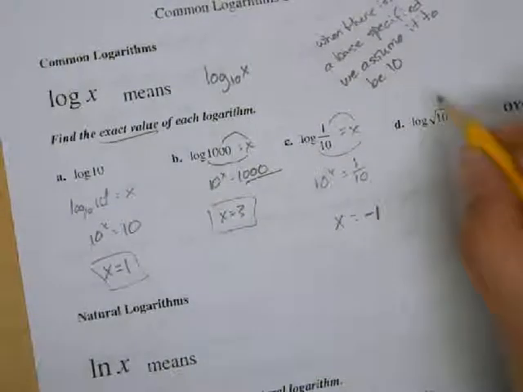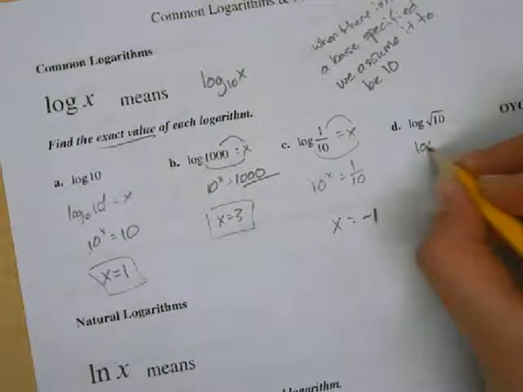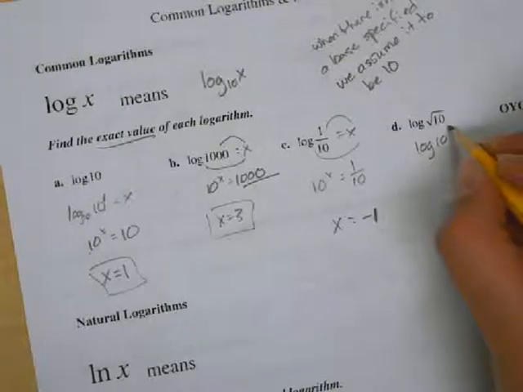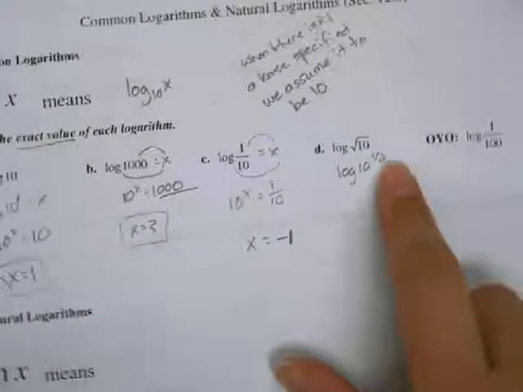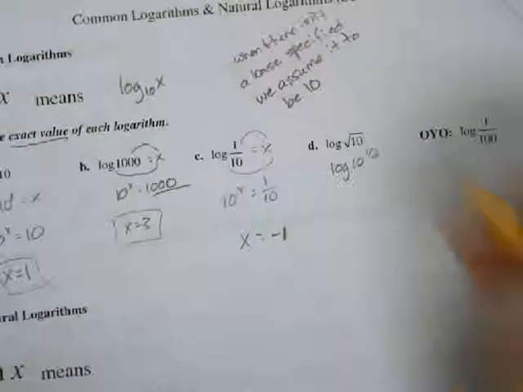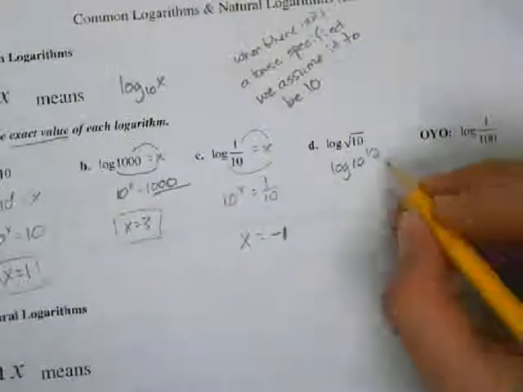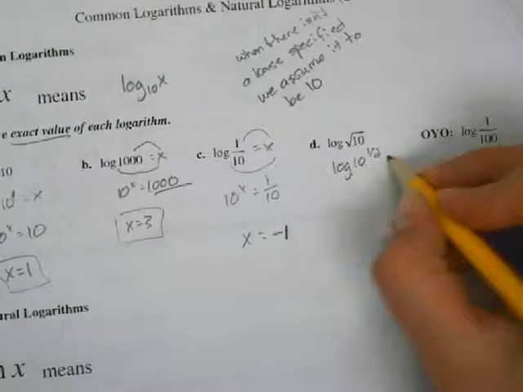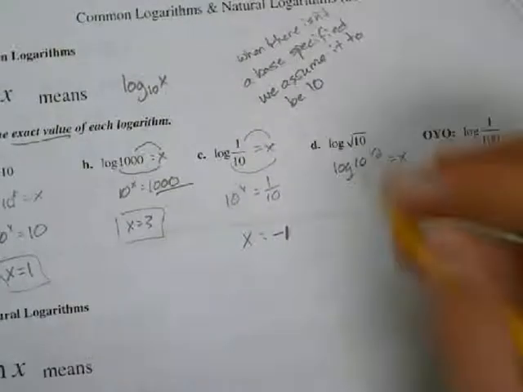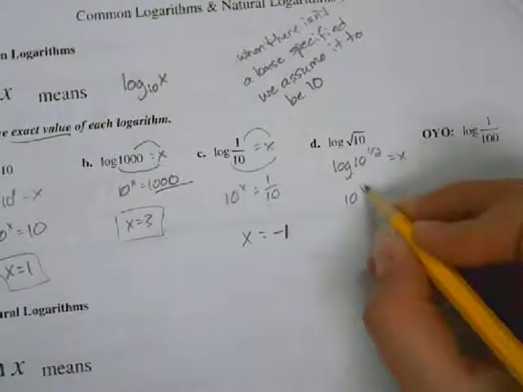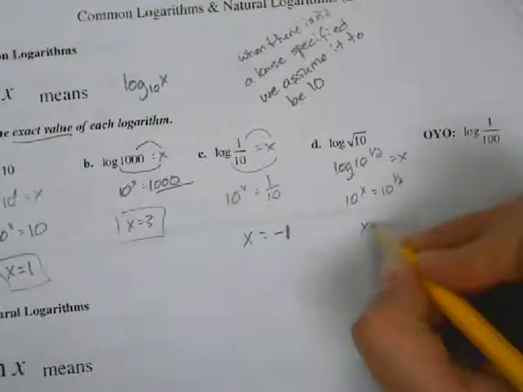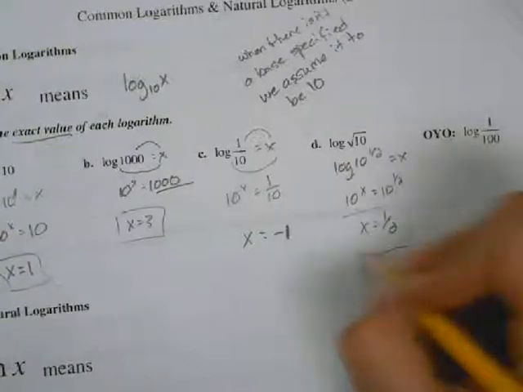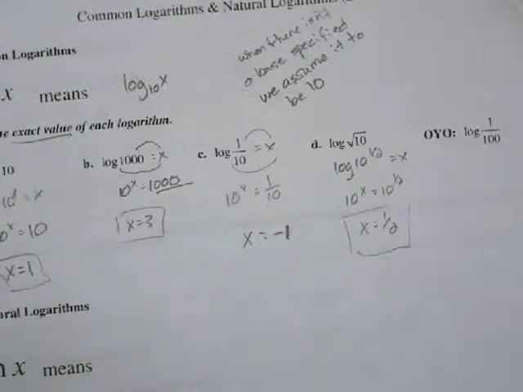Same thing here. I can rewrite this as log of 10 to the 1/2. I can either use my special properties, my base and my argument match, because my base is 10 and my argument is 10, so it's going to be equal to 1/2. If I don't like that, set it equal to x, and I get 10 to the x power equals 10 to the 1/2 power, so x has to equal 1/2. Either way it goes works.